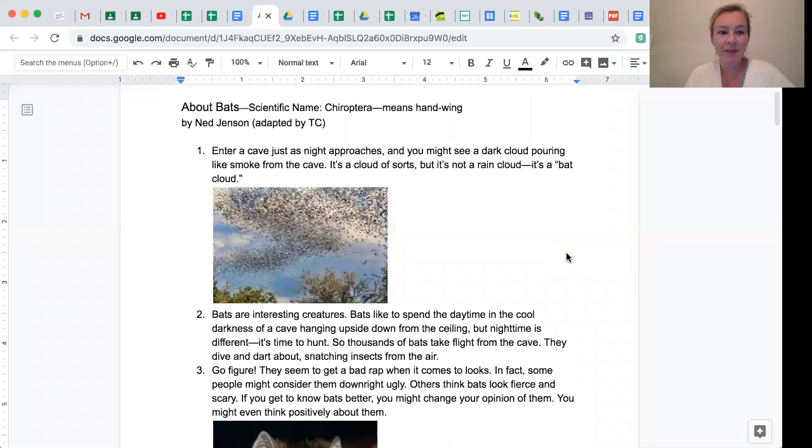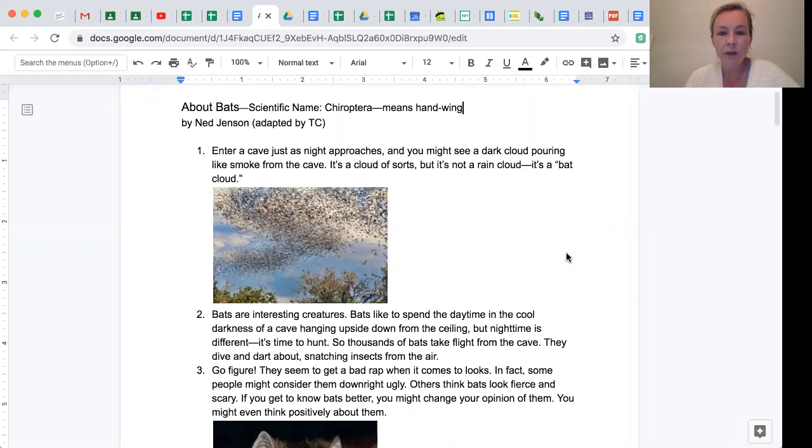All right, here we are reading a text about bats by Ned Jensen. It's been adapted slightly for our Thinking Core curriculum. So we are going to read through this text together. You'll see that there are numbers on the side. Those are just numbering the paragraphs, making it easier for us to discuss.